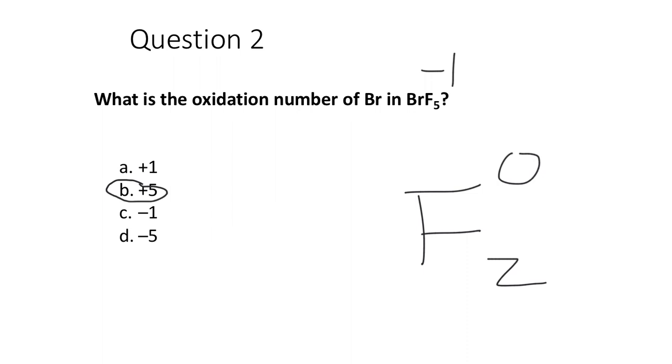So in compounds, F's -1. O is usually -2 with some exceptions. Peroxides, superoxides, and compounds with fluorine are its exceptions. The other halogens are usually -1, except when they're paired up with O or F, where O is -2 and F is -1.